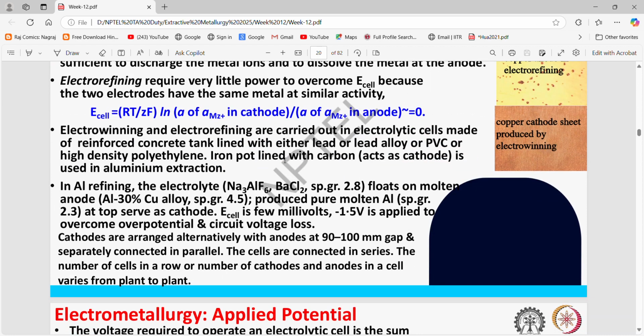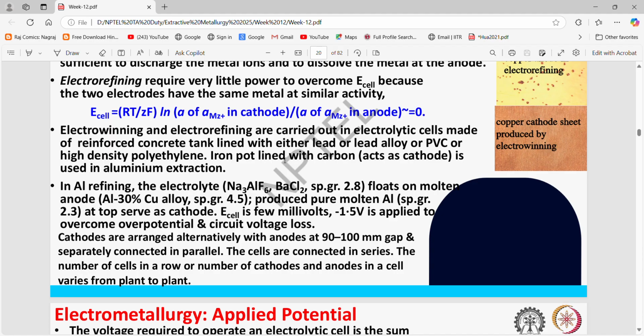So electrowinning and electrorefining are carried out in electrolytic cells made of reinforced concrete tanks lined with either lead, lead alloy, PVC or high density polyethylene. So we generally go with materials which do not react with the electrolyte solutions and the acid or the ions present inside that particular solution. An iron pot lined with carbon is generally used in the aluminum extraction process.